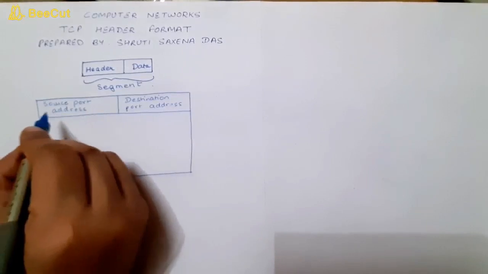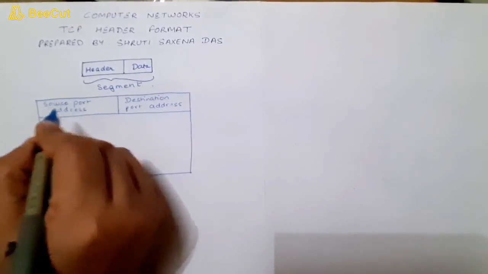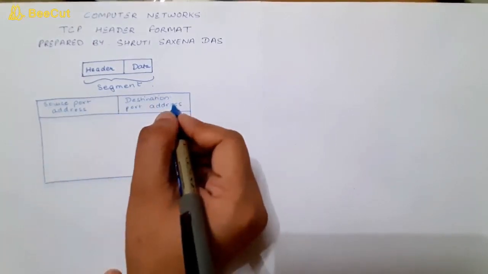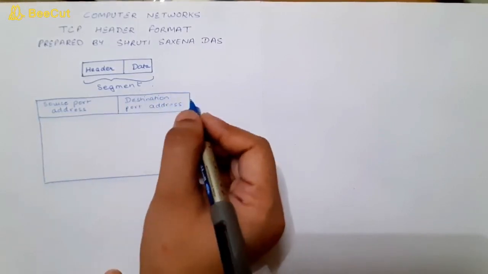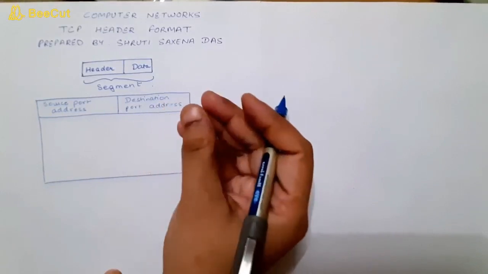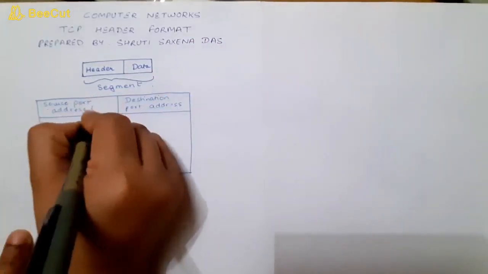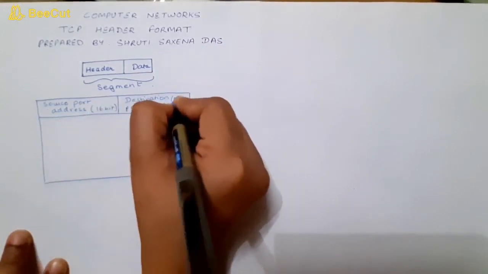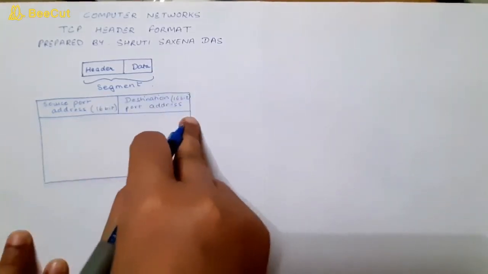This field contains the address of the application program in the source computer, or source system, and this field contains the address of the application program in the destination computer. Port address basically means the address of the application, or which process is used. The source is 16-bit and the destination is also 16-bit. So each row is 4 bytes.